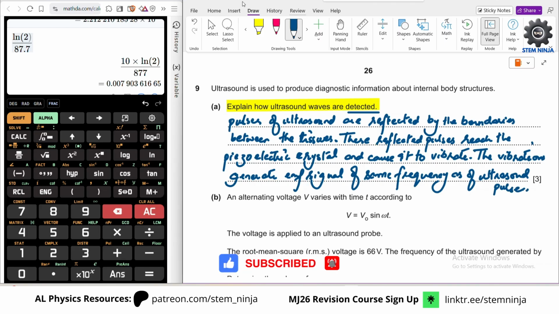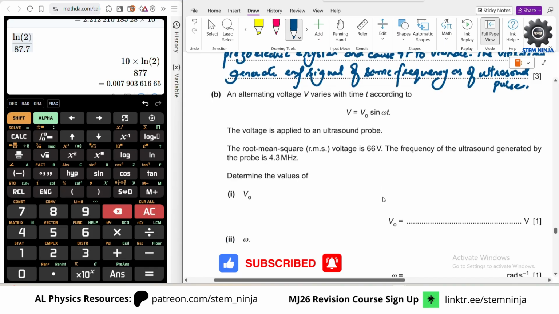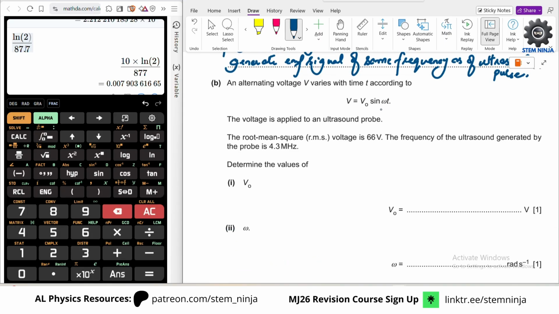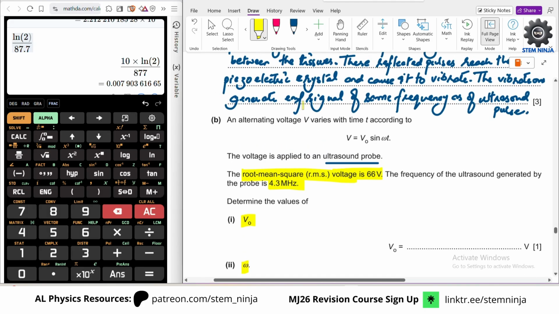That's it. Okay. An alternating voltage V varies with time t according to V equals V naught sine omega t. The voltage is applied to an ultrasound probe. The root mean square (RMS) voltage is 66 volts. The frequency of the ultrasound generated by the probe is 4.3 megahertz. Determine the values of V naught and omega. Remember we said that the EMF signal generated is of the same frequency as the ultrasound pulse. So the omega will have the same frequency as this one.